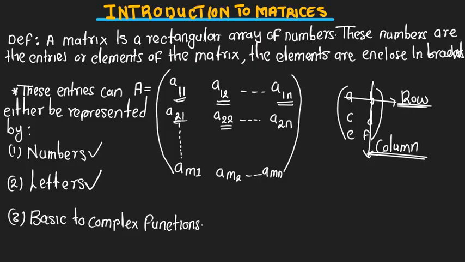Or it can be represented by letters. Sure, you're able to see your A here. These are letters. I'm sure you're able to see M. Or it can be represented by a basic or a complex function. So, whatsoever can be inside the brackets, it can represent a matrix. It can be a number, it can be a letter, it can be a function. It's very important for you to understand whatever we are going to be doing today.